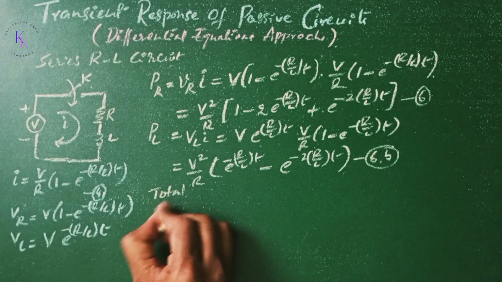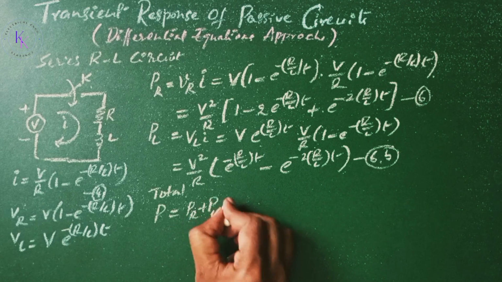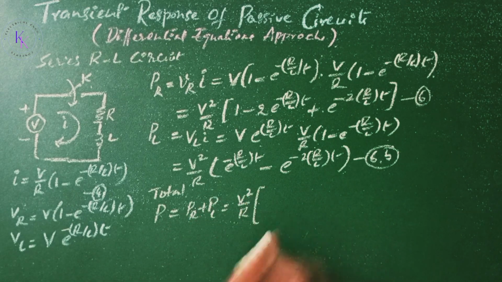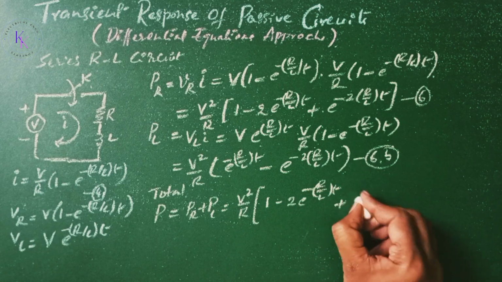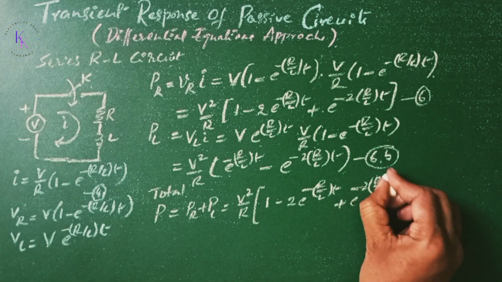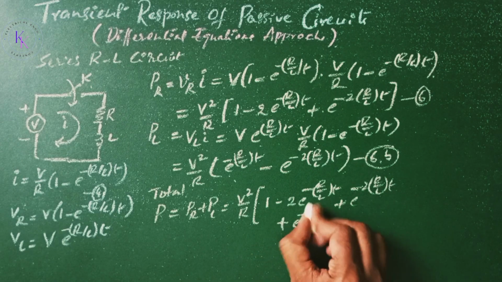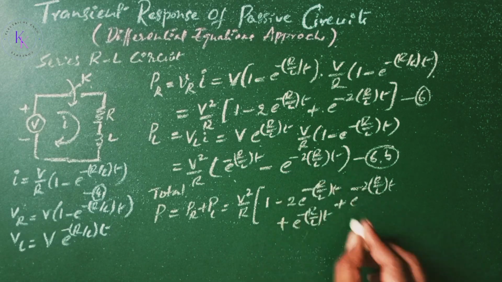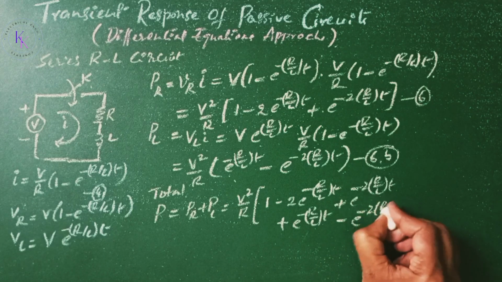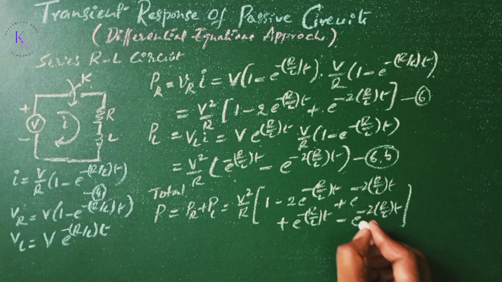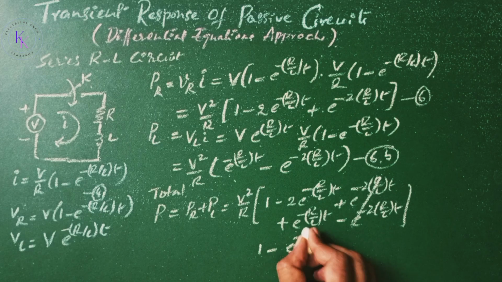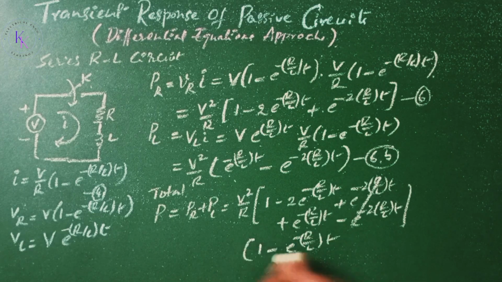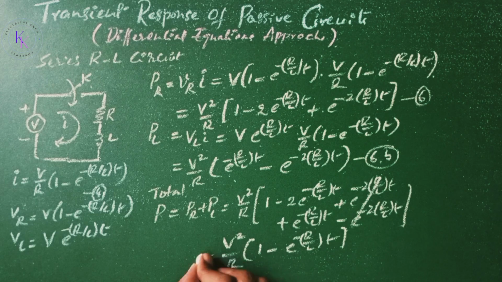The total instantaneous power P is given by PR plus PL. Now V square by R we take common from both the equations' right hand sides. Then 1 minus 2 e to the power of minus R by L of t plus e to the power of minus 2 R by L of t, plus e to the power of minus R by L of t minus e to the power of minus 2 R by L of t. The e to the power of minus 2 R by L of t terms are a plus term and a minus term, so they cancel. Then you get V square by R multiplied by (1 minus e to the power of minus R by L of t), which equals the total power P.